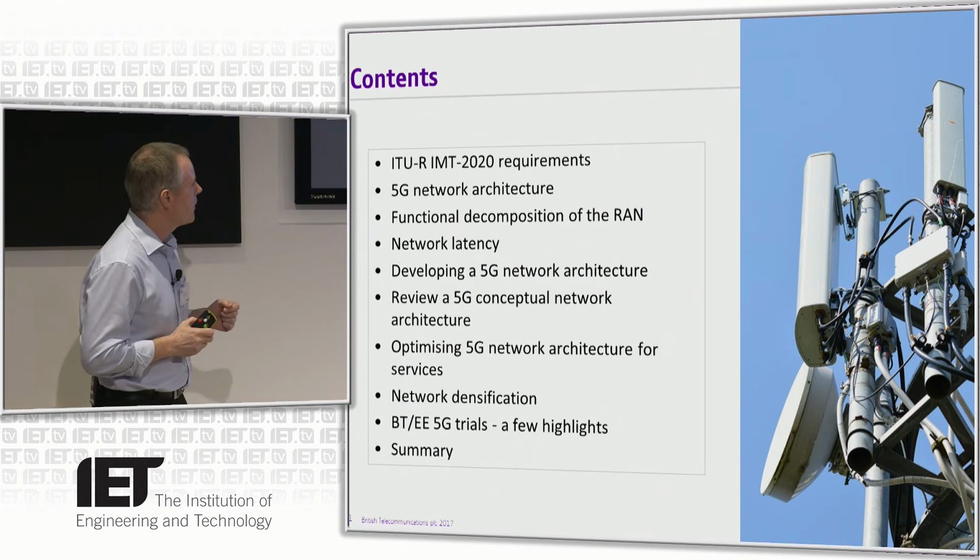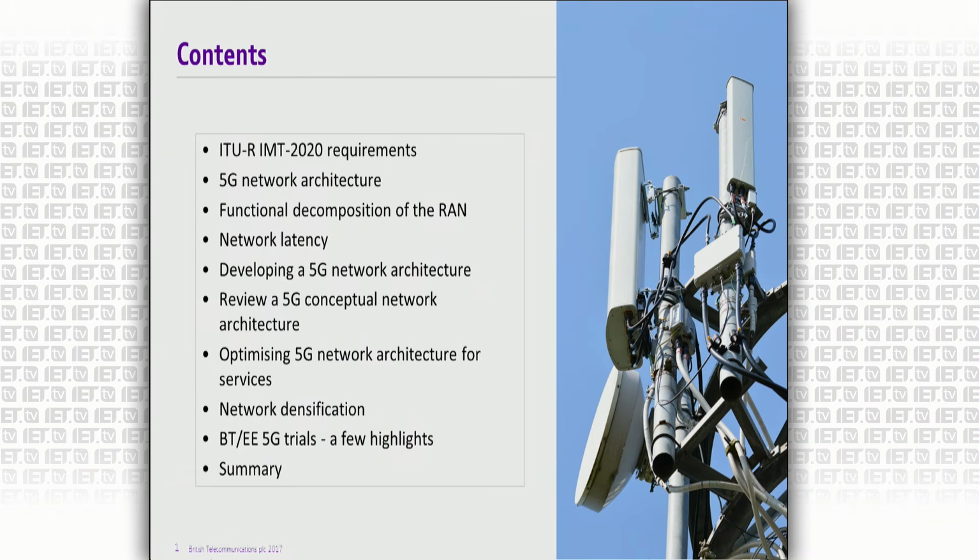and then let's develop that into a 5G network architecture end to end. And then we'll look at how we optimize that architecture for products and services, in particular for low latency services. I'd then like to highlight a little bit of the work we're doing within BT and EE on our trials programs, and then just summarize briefly.